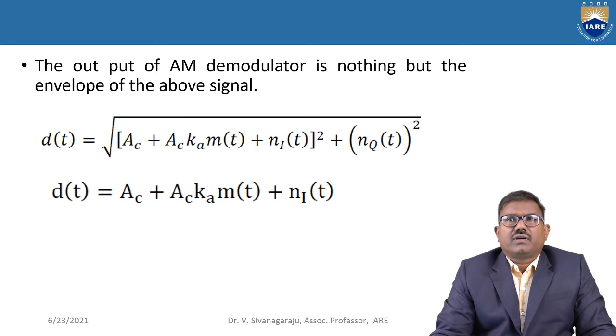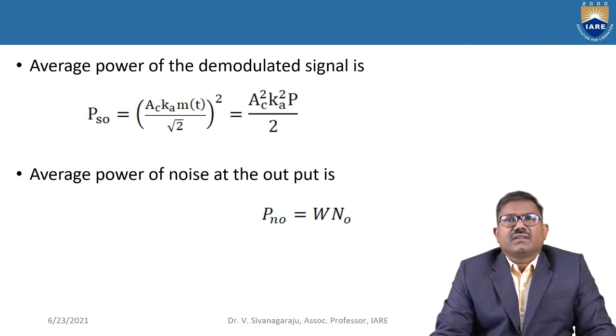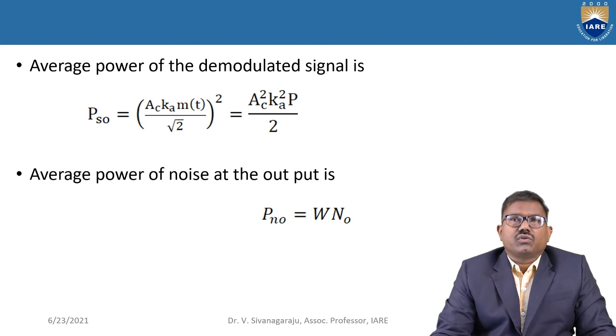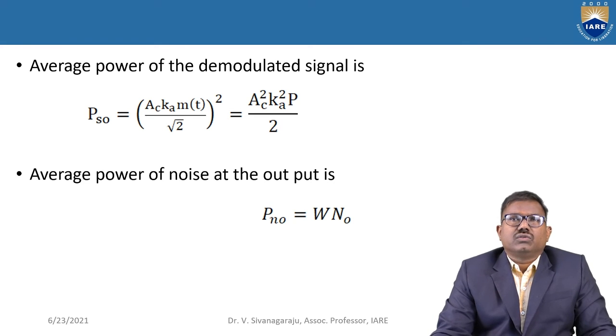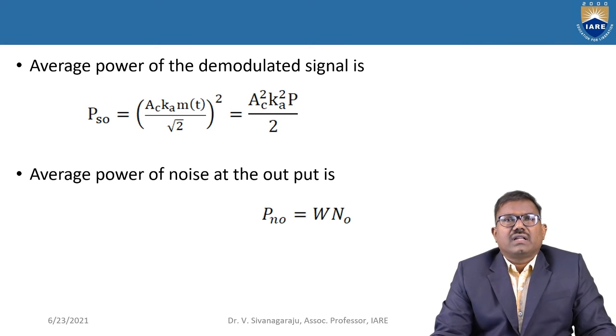So the average power of the demodulated signal, PSO, is equal to AC Ka m of t by root 2 whole square. Why? Here the carrier amplitude is there, so taken as AC by root 2 and Ka m of t whole square. So m square t is taken as the power of the signal, so that is considered as P. So finally, the average power of the demodulated signal is equal to AC square Ka square P divided by 2. And the average power of noise at the output is PNO, which is equal to W N naught.